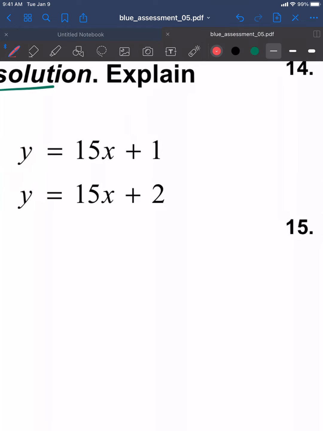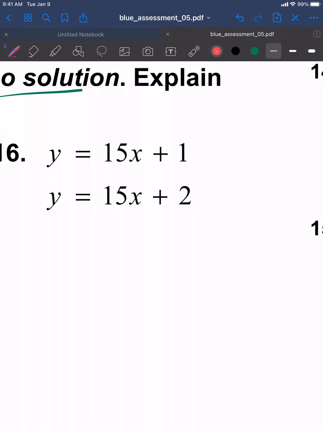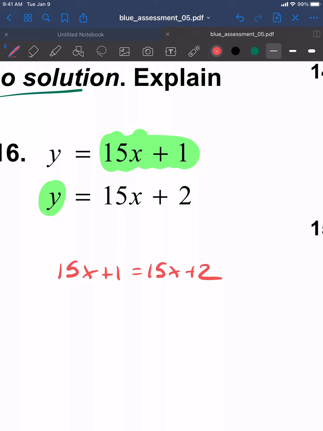We're almost there. Last one. Oh, even a space for 16. This looks like a good one for substitution. Want to do substitution? Plug that in for y. What's my new equation? 15x plus 1 equals 15x plus 2. Okay, and then you've got to get x on one side. It's going to be no solution.